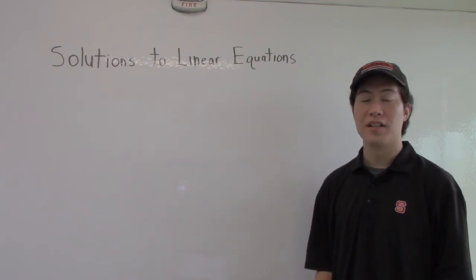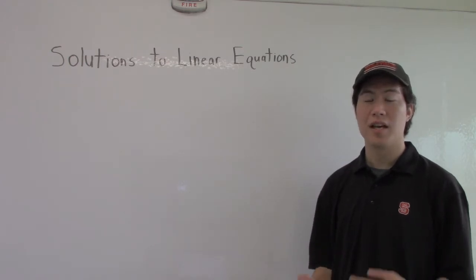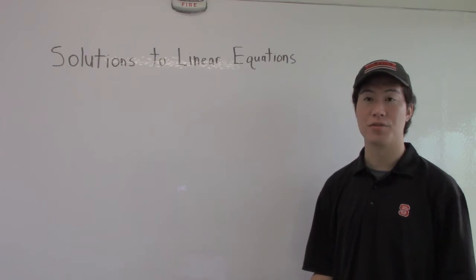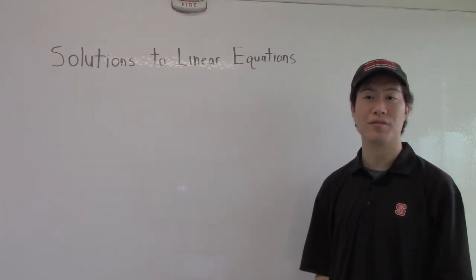Now, to find a solution to one of these, we're going to be using ordered pairs. An ordered pair is a set of x and y values which we can use to substitute into the formula or equation. Using these values, we'll be able to determine whether or not the equation is true, if the two sides are equal to one another. And that will tell us if we have a solution to our equation.